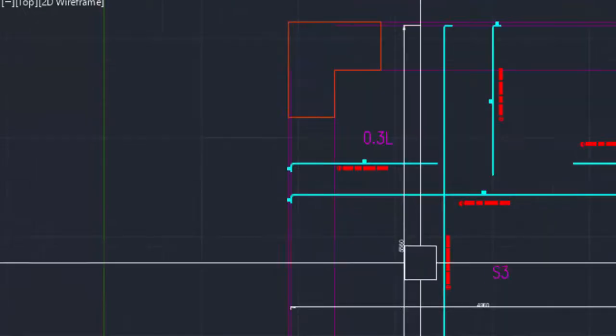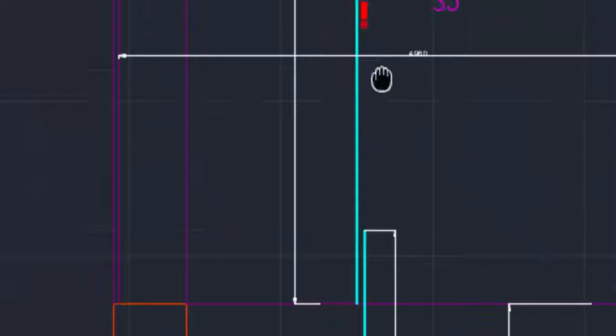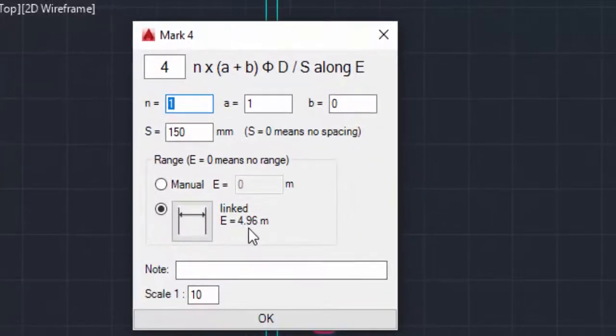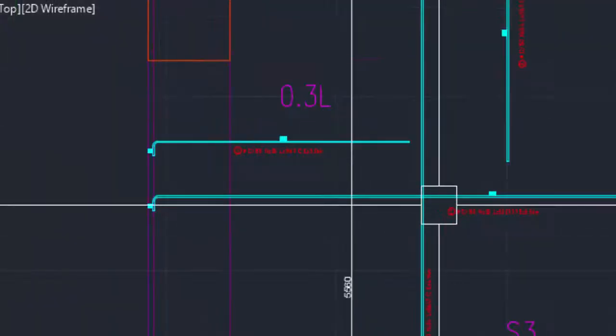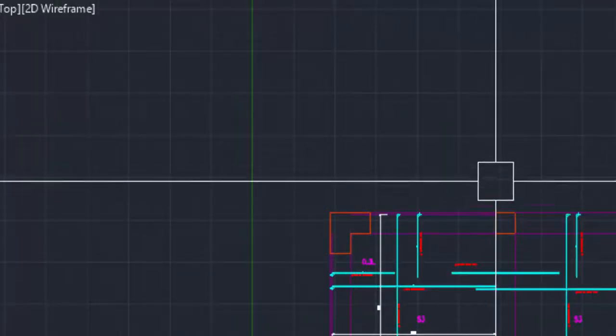Okay, now if we talk about this one, that is perpendicular to it, basically double click over here and 4.96, this time we will use this length. Okay, so this is the basic concept behind it.